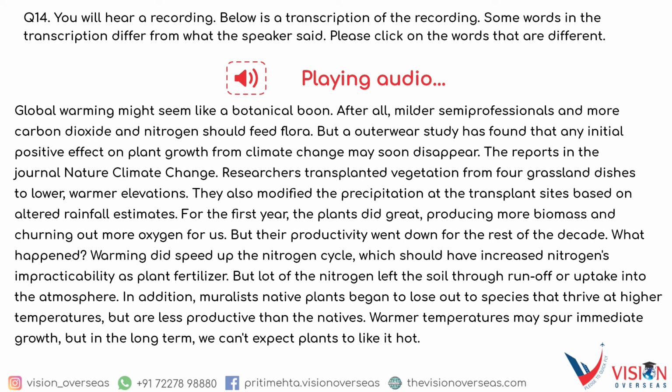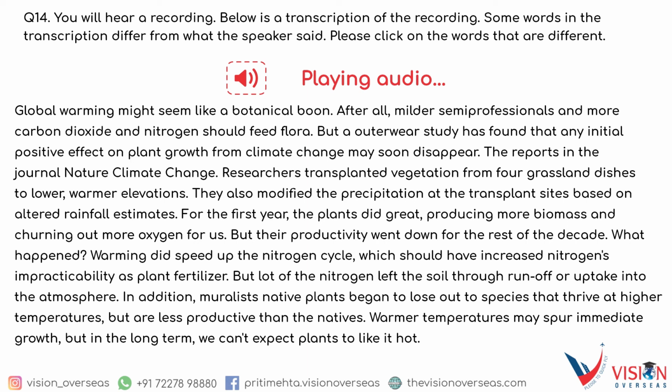Researchers transplanted vegetation from 4 grassland ecosystems to lower, warmer elevations. They also modified the precipitation at the transplant sites based on altered rainfall estimates. For the first year, the plants did great, producing more biomass and churning out more oxygen for us. But their productivity went down for the rest of the decade.